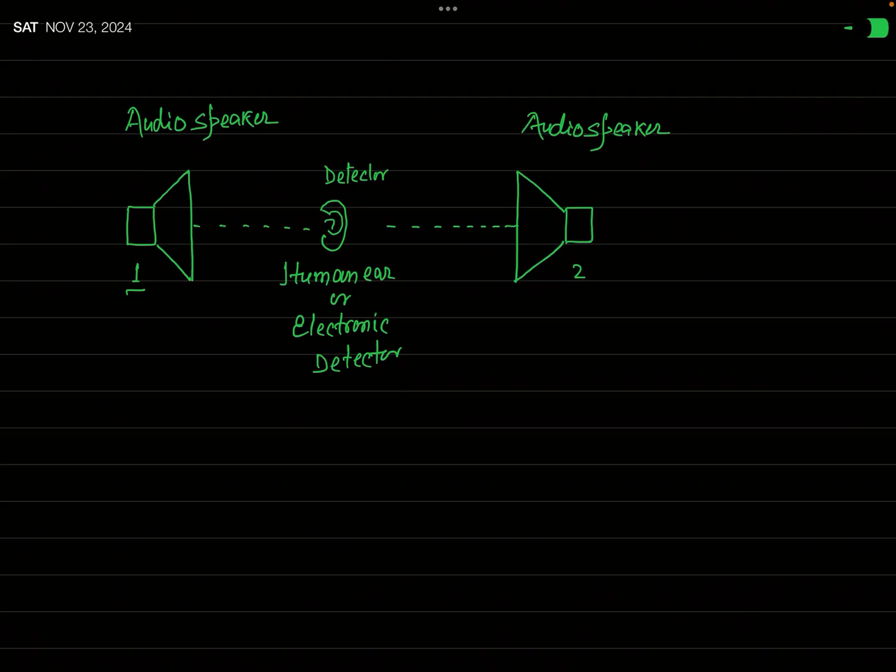These two audio speakers, you can see in this figure, have been placed in such a manner that they face each other. Okay. Now let us place a detector. This is just a human ear or any electronic detector, just in the midway of these two speakers. Okay. It means the distance of this detector from the first speaker is A, then its distance from the second speaker is also A, so that the intensity of the wave at the position of the detector produced by both speakers will be the same.